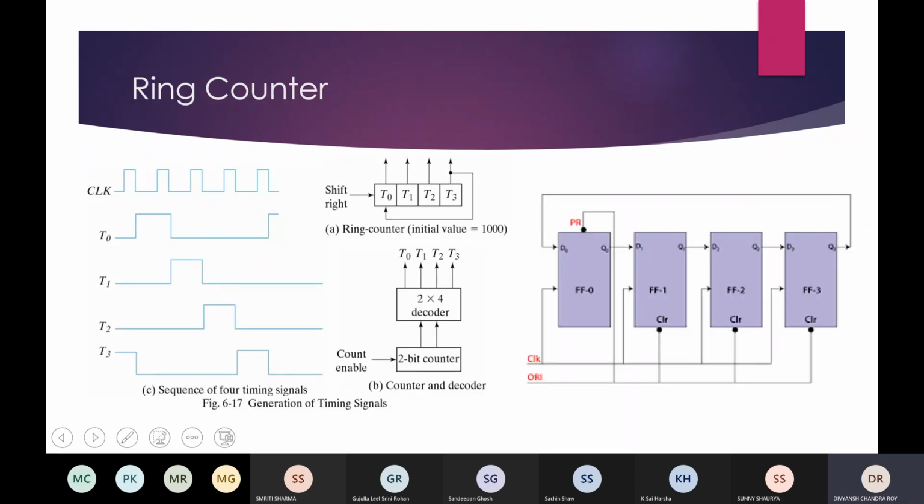Okay, now the ring counter. A ring counter is a special counter which counts the one hot code. Like if it is a 4-bit ring counter, then it will count like 1000, 0100, 0010, and then 0001, and this will be repeated. It is a special type of shift register that we will see in further slides.